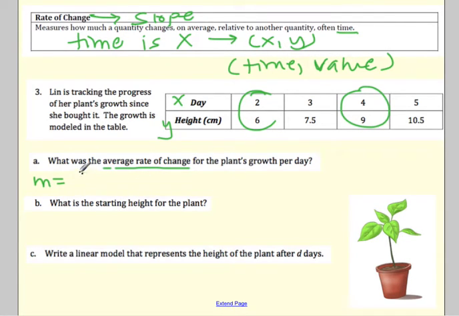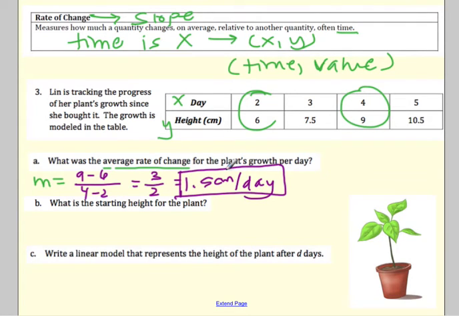So I would have 9 minus 6 over 4 minus 2. There we go. So I have 9 over 6, which is 3 over 2, which is the same as 1.5. So that means the plant's growing at 1.5 centimeters per day. Okay, that's one way to see it.